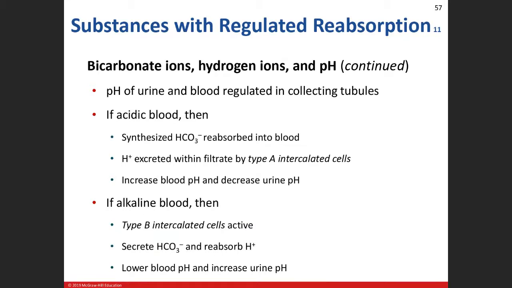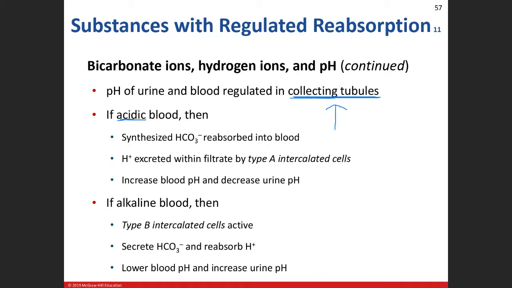Okay, so the end product here in the urine, what really is going to affect the pH of the urine, is what is going to happen here in the collecting tubules. Okay, so determining whether or not the urine is going to be acidic or basic, and the blood is going to be acidic or basic, really comes down to what happens here in the collecting tubules. All right, so here's what's going to happen. If your blood is too acidic, what did I say? We need to buffer it, okay?